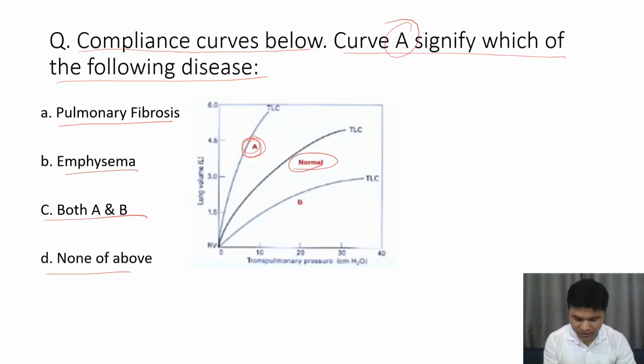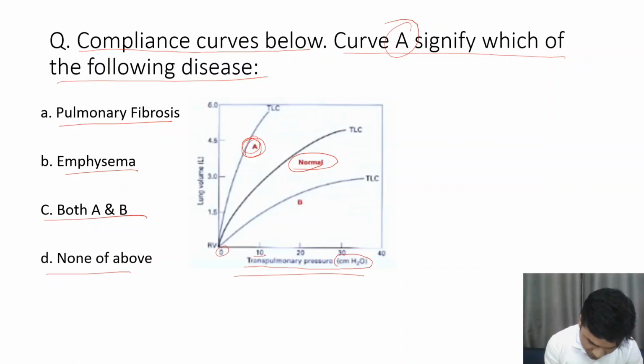No. Okay, let's first discuss this graph. This is the transpulmonary pressure in centimeters of water. So this is 0, this is 10, this is 20, this is 30, and this is 40. And this is the lung volume in liters.